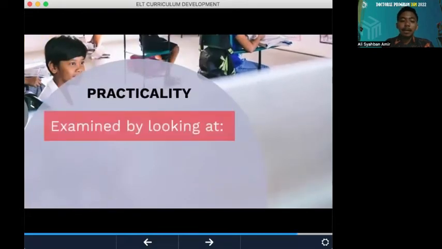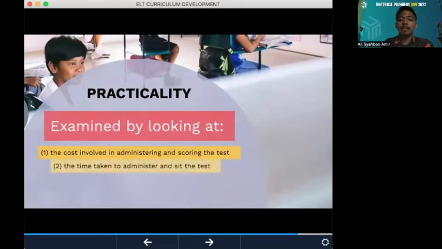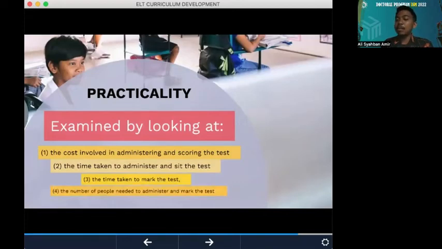Practicality is not only that a test must be reliable and valid, it must also be practical. Practicality is examined by looking at the cost involved in administering and scoring the test, the time taken to administer and sit the test, the time taken to mark the test, the number of people needed to administer and mark the test, and the ease of interpreting and applying the results of the test.